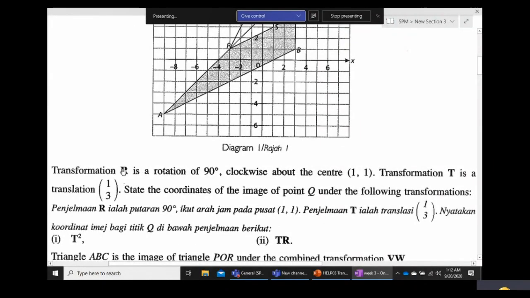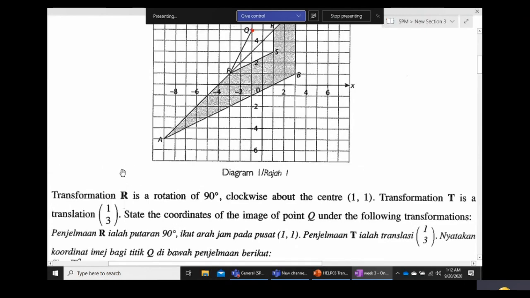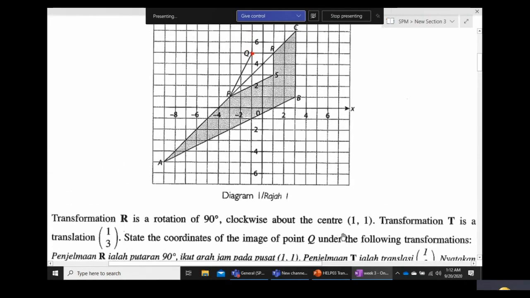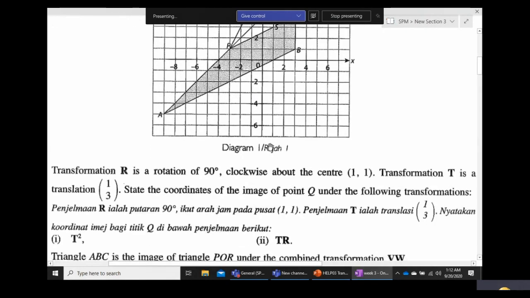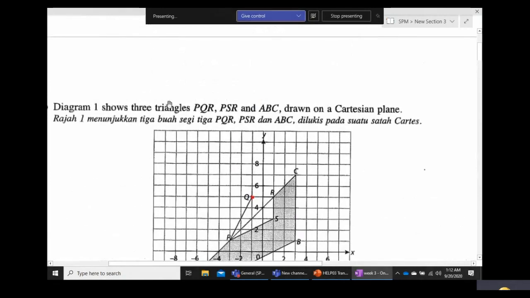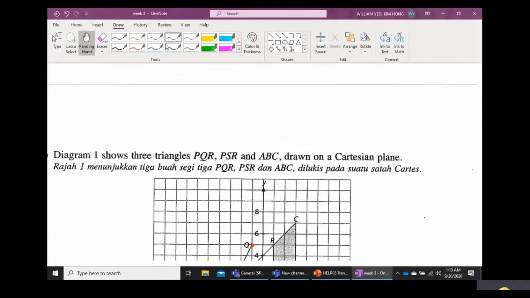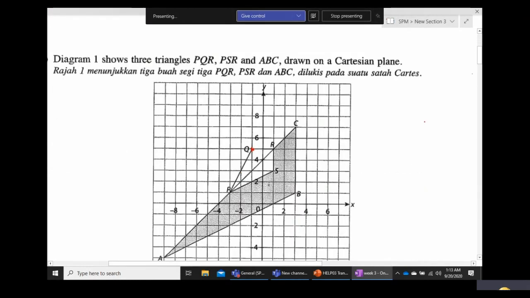TR. Okay, do R first. So rotation first. Okay, rotation, we need to identify the center. Center 1, 1. Where is center 1, 1? 1, 1 here. Okay, now is clockwise. Okay, so let me change this so that I can write. Okay, 1, 1 is here.